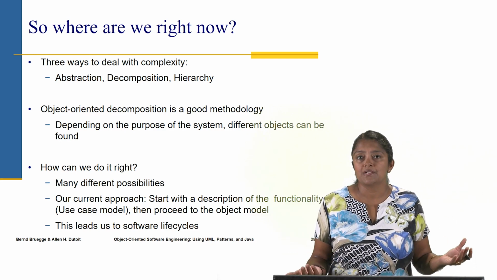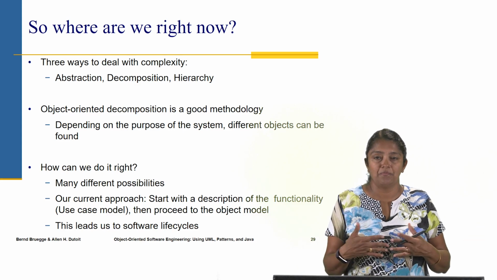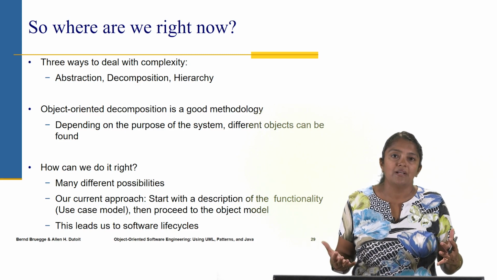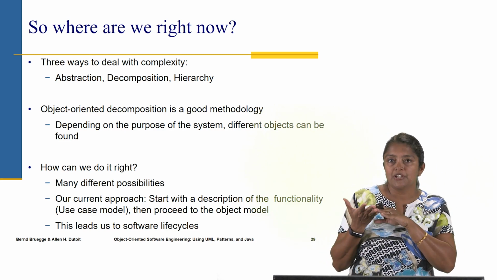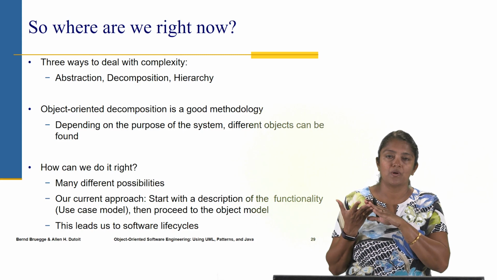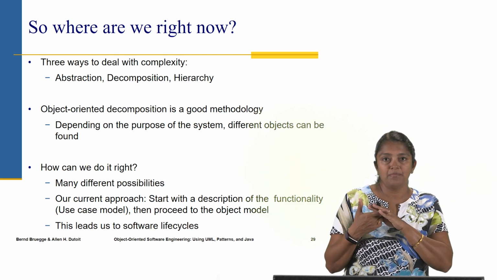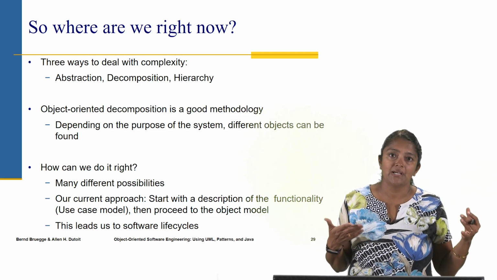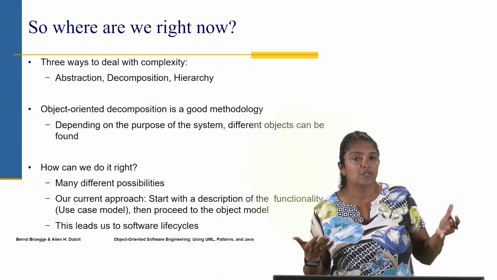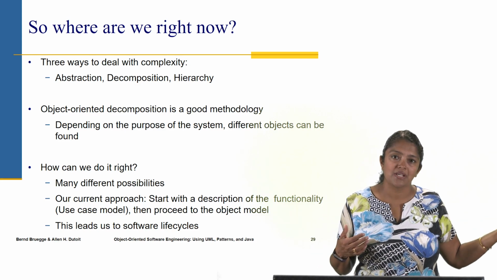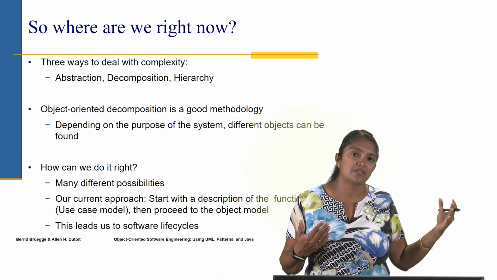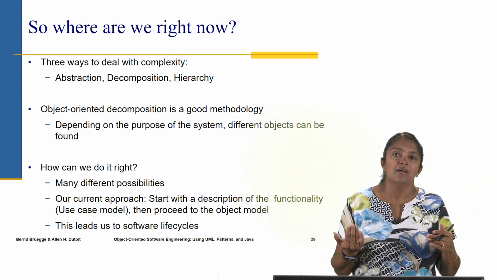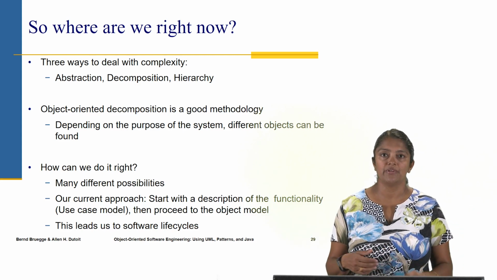Now, what do we do next? With these approaches, our idea is to start out and do the modeling: describe the functional models, describe the object models, and describe the dynamic models. Typically that's done using the UML modeling language, and that also leads us to a certain kind of process, and that process can be studied through software life cycles, which you will see in the follow-on videos.